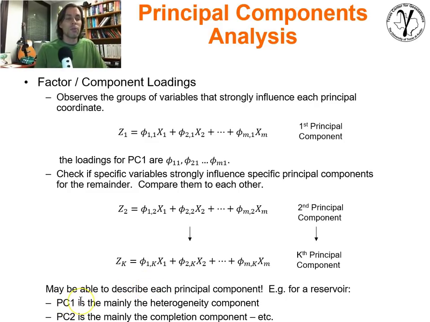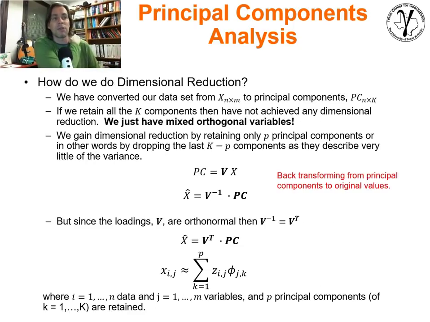You might find out that when you do principal components on various variables for your reservoir, principal component 1 is mainly composed of heterogeneity type variables: permeability, porosity, and so forth. While principal component 2, maybe it's mainly related to information related to completions, more dynamic engineering information, and so forth, not the static heterogeneity model. So we can go ahead and explore and look at those principal components and try to understand the factor or the component loadings matrix to see if they have specific patterns. That's part of inference.